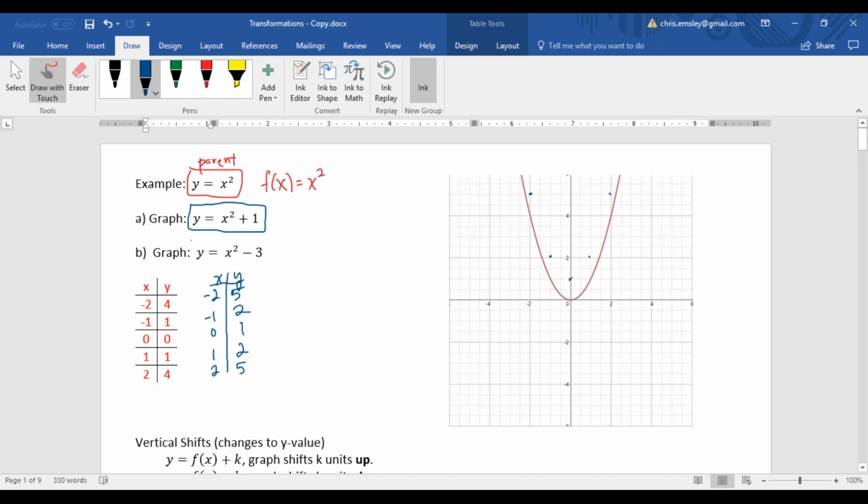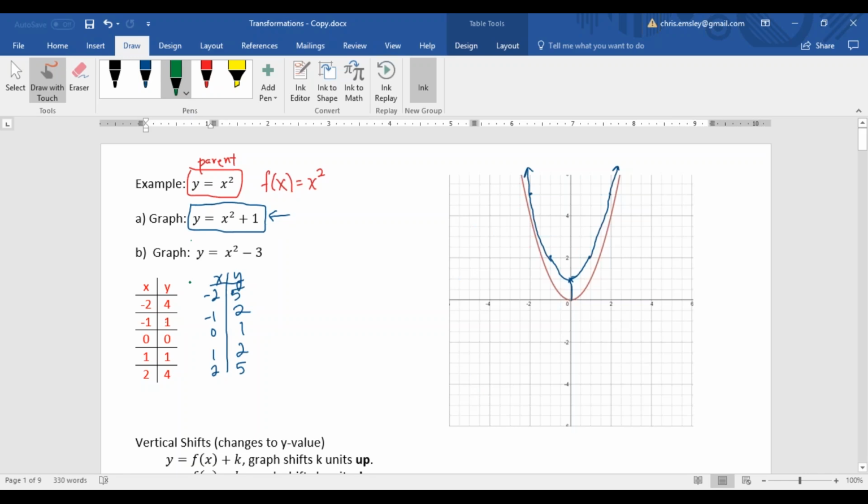I have to forgive my drawing skills, they are not the best on here, but if we connect those points as well as we can here, hopefully you can see that what we end up with is the same shape we had in our first function. It's just that every point that was on our first function is now moved up 1 unit. So that vertex that used to be at 0, 0 is now at 0, 1. So we can see that constant, that plus 1, took our whole graph and shifted it up 1 unit.